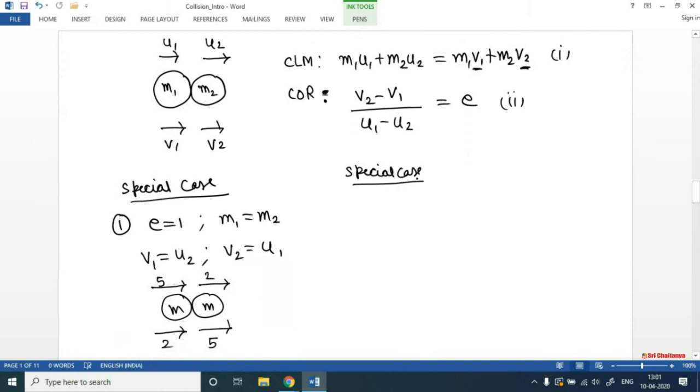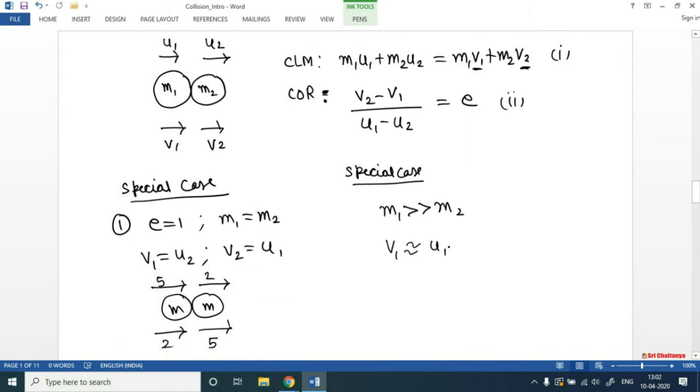Another special case which interests us is when the mass of one of the colliding bodies is very large in comparison to the other. So let's say if m1 is much greater than m2, it is very easy for us to predict the velocity of the heavier body just after the collision, and v1 would be approximately equal to u1.